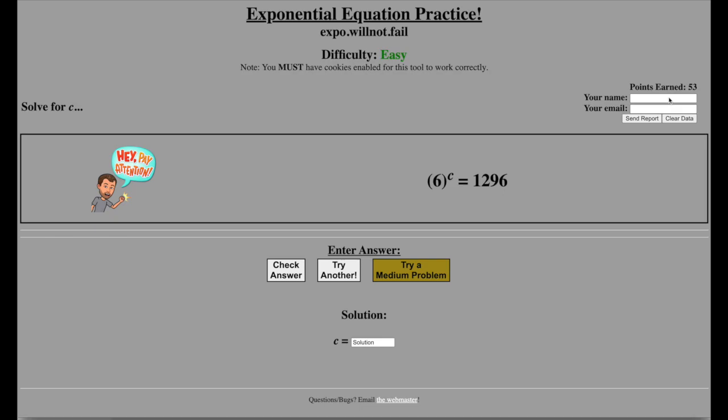So what I'm going to do is I'm going to go ahead and enter my name, and I'll enter my email. So you would enter your email here, and maybe I'll do one more, and then when I'm ready, I will hit send report. All right, what's going to happen is in the background, it's going to put together a report of the work that you did, and it's going to send it to your email and my email.